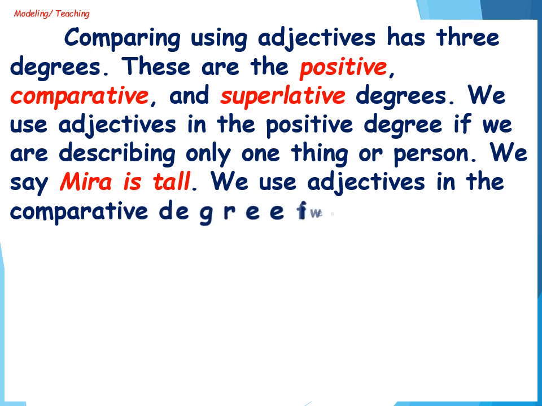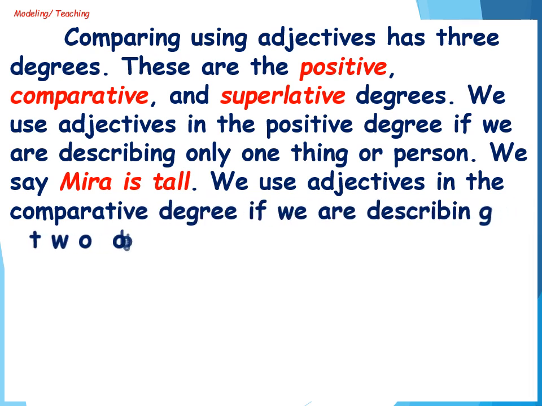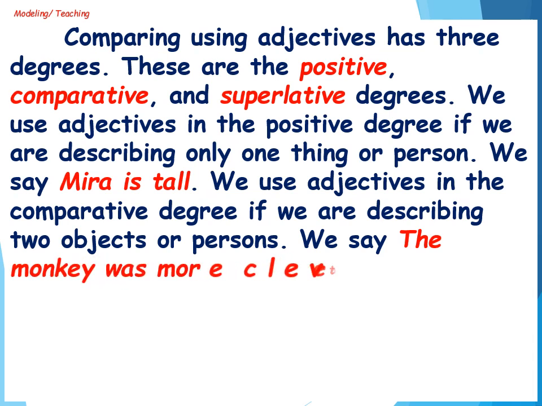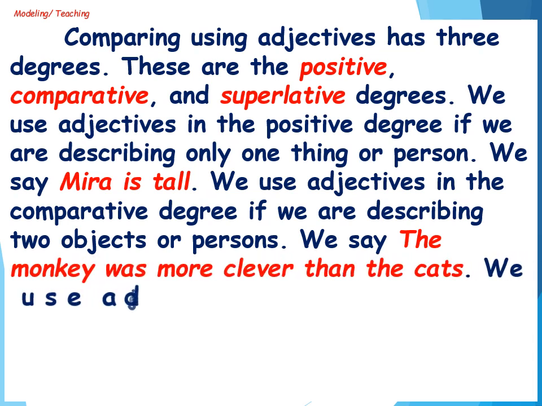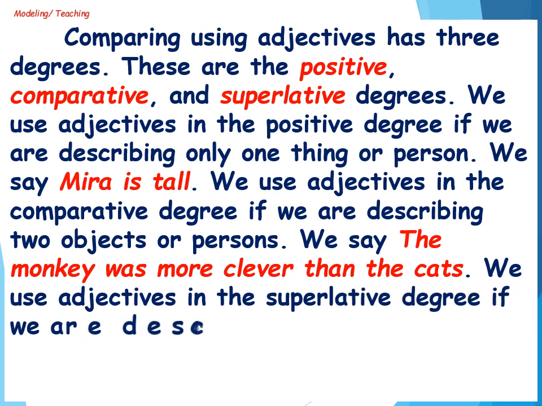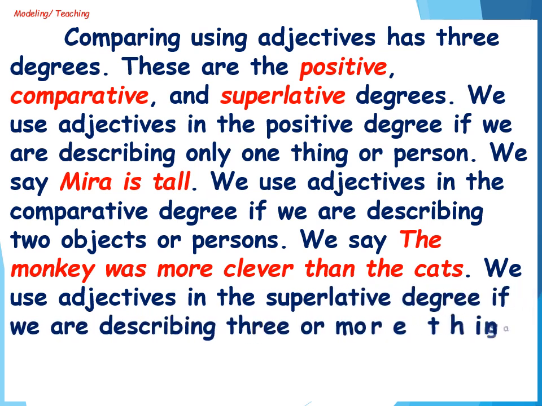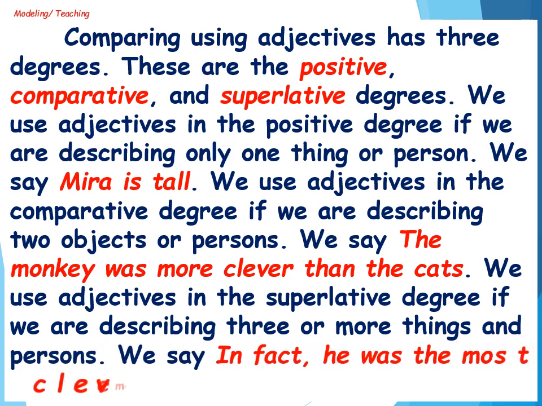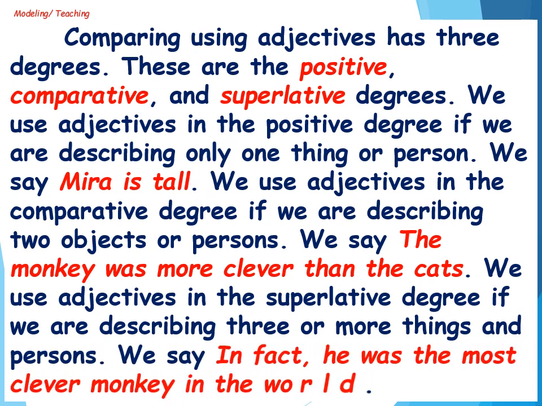We use adjectives in the comparative degree if we are describing 2 objects or persons. We say, the monkey was more clever than the cats. We use adjectives in the superlative degree if we are describing 3 or more things or persons. We say, in fact, he was the most clever monkey in the world.